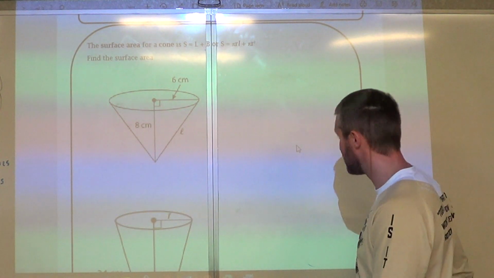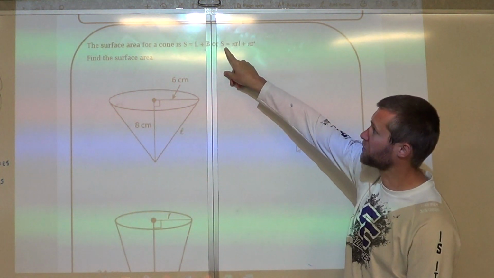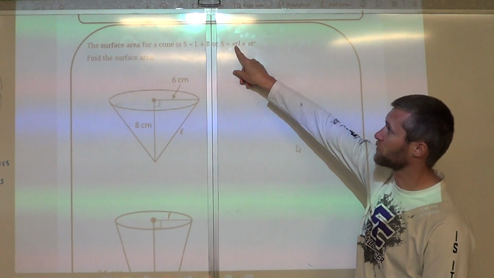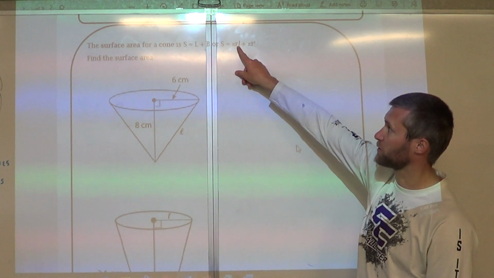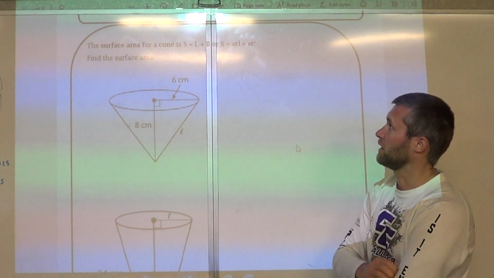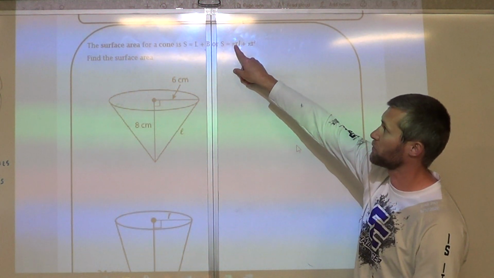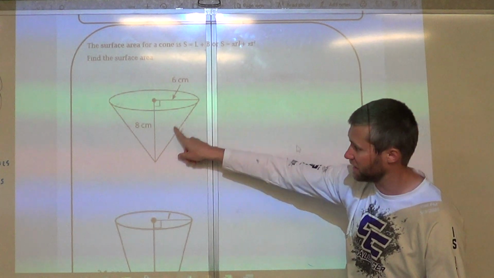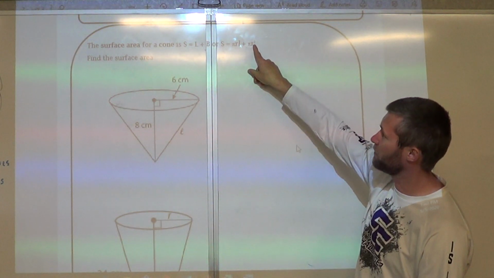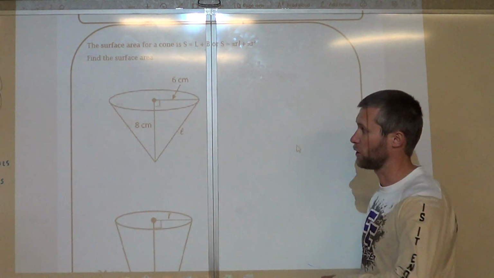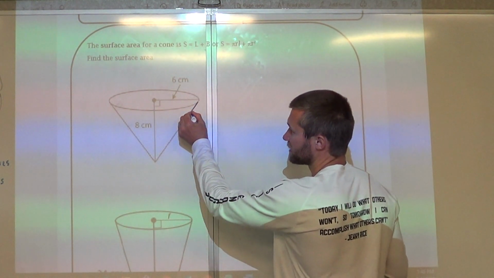So when you come out and do that, your surface area is pi times radius times L. This is called the lateral area: pi times radius times the slant height. And then the area of your base is pi r squared. So again, we need to find the slant height.